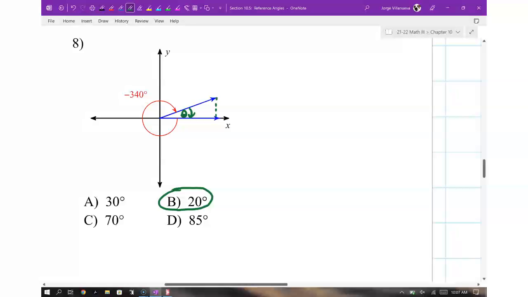Okay? So it got all the way around 340 degrees, and it was short by 20. So that's your reference. Okay? Remember, your reference is always what's in between the blue arrows, right? They have 2 blue arrows. So that's why I put the little green angle in between there.